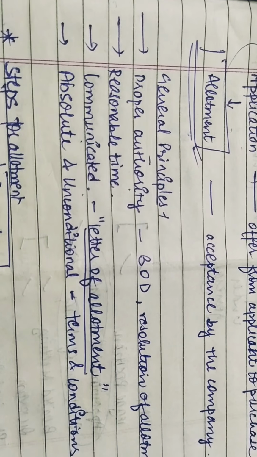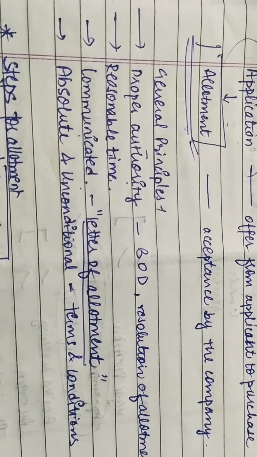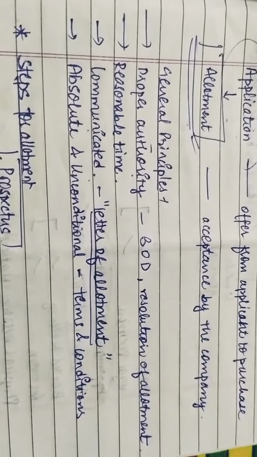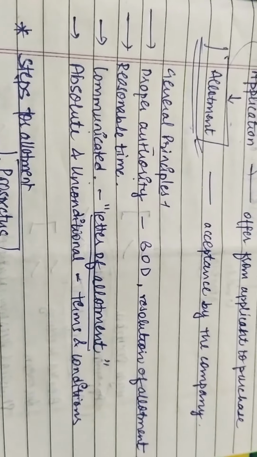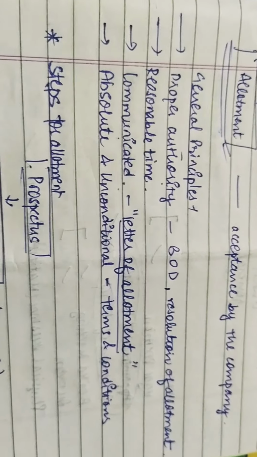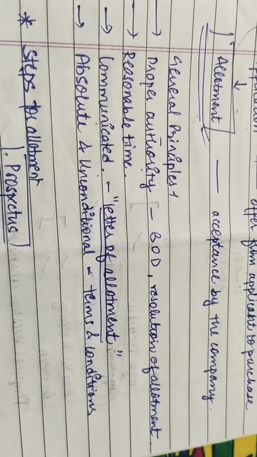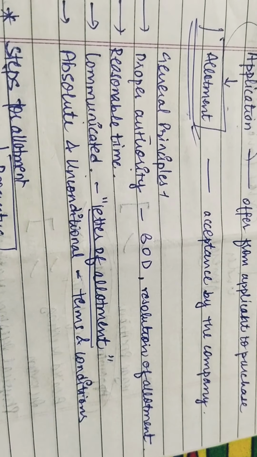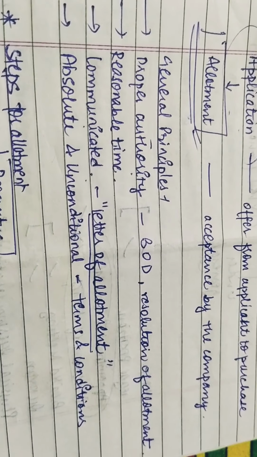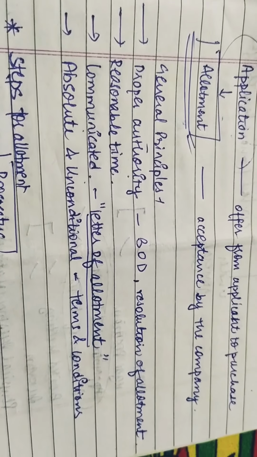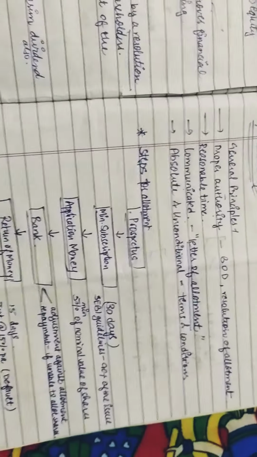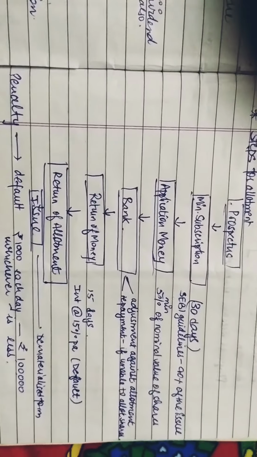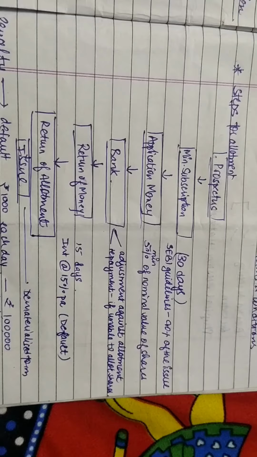Communicated: a proper letter of allotment should be given to the allotted shareholders. Absolute and unconditional means that proper terms and conditions should be there at the time of allotment of shares. Now come the steps for allotment, that is, the procedure of allotment of shares.